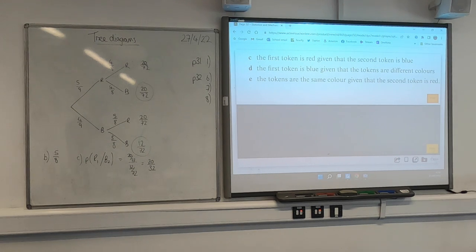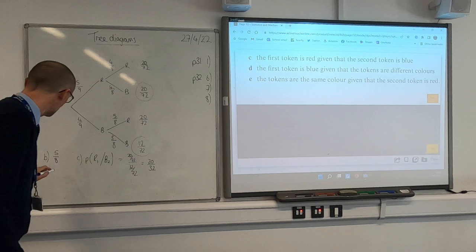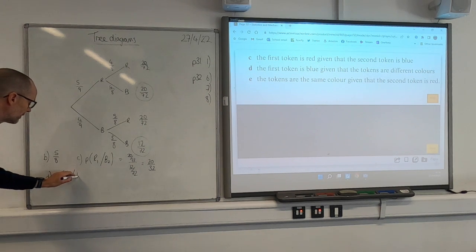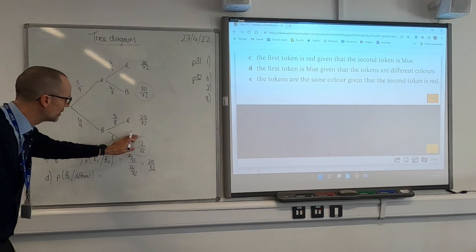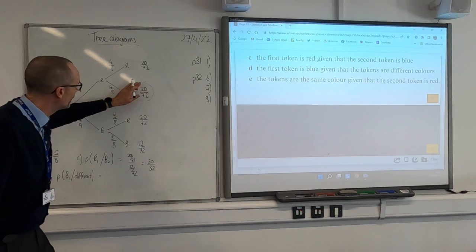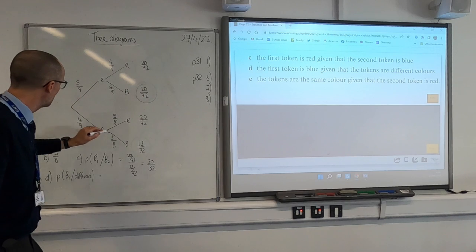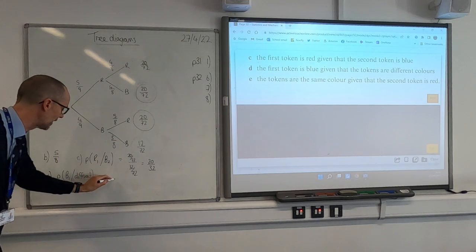And the first token is blue, given that the tokens are different colours. So again, my denominator is different colours. So different colours is that and that. So it's 40 out of 72.